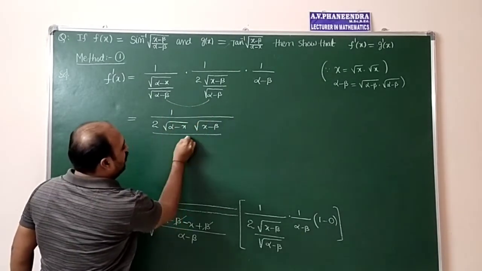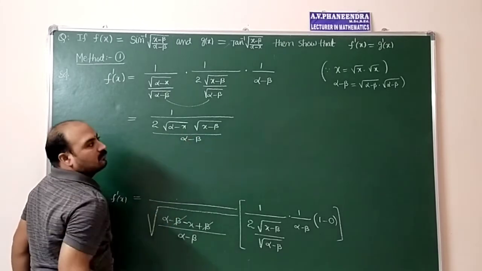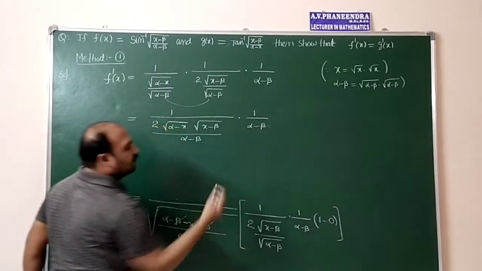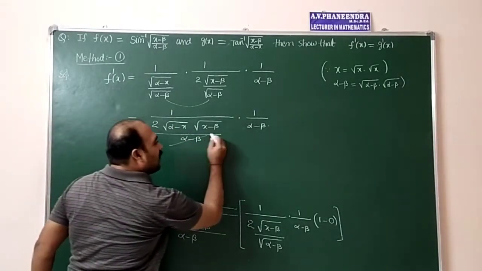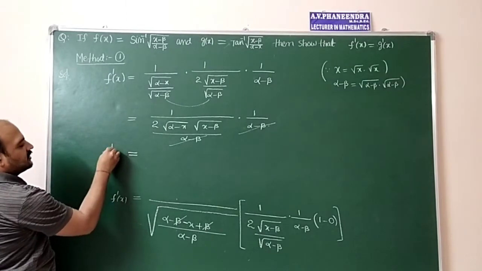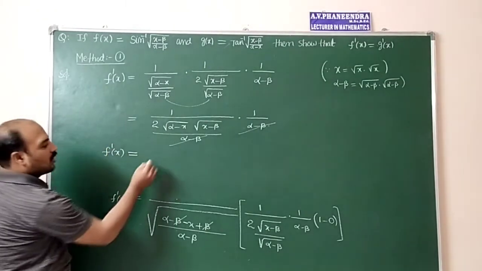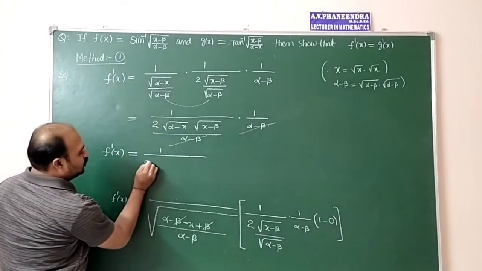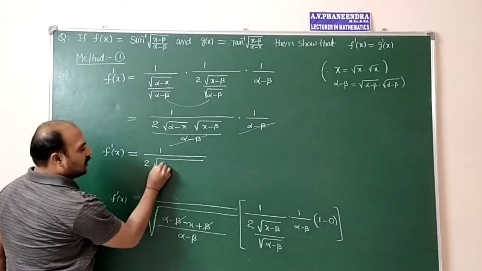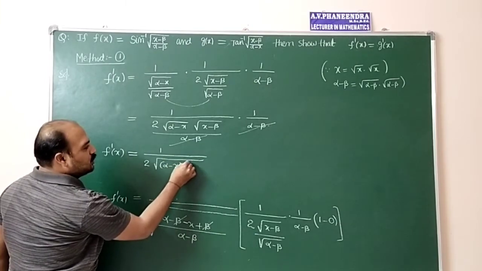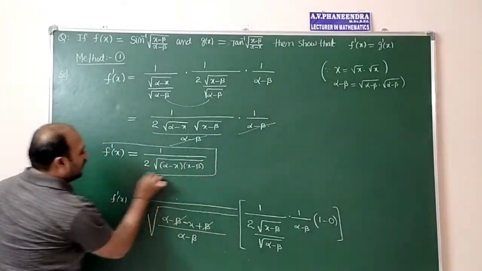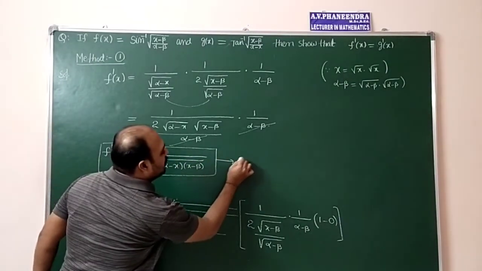We can write it as alpha minus beta into 1 by alpha minus beta. Now you can cancel alpha minus beta. f dash of x is equal to 1 by 2 into square root of root a into root b, alpha minus x into x minus beta. f dash of x, you put that as equation number 1.